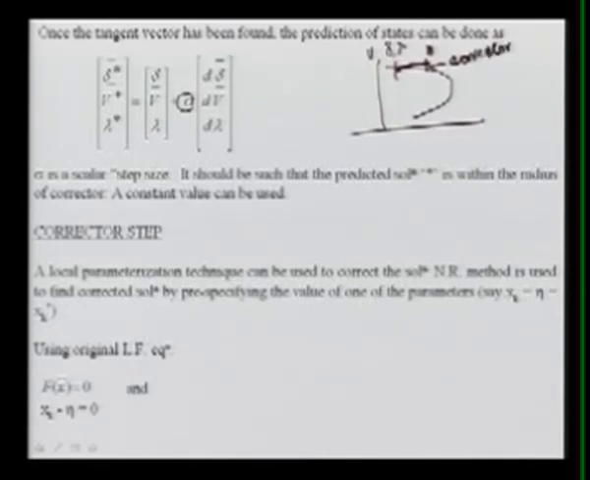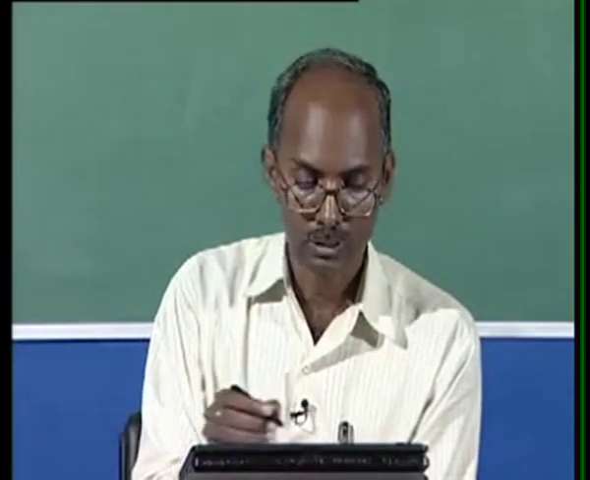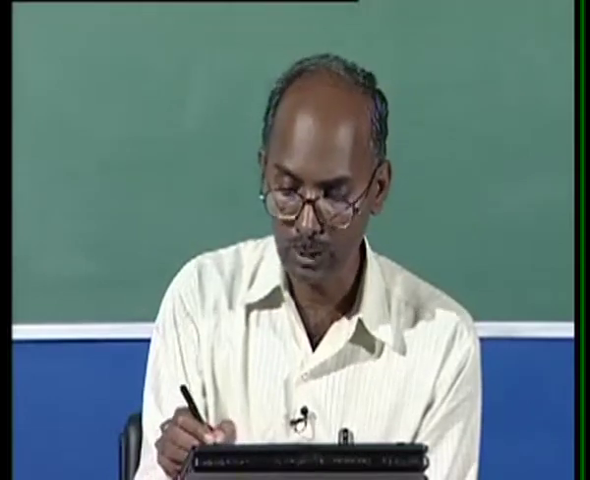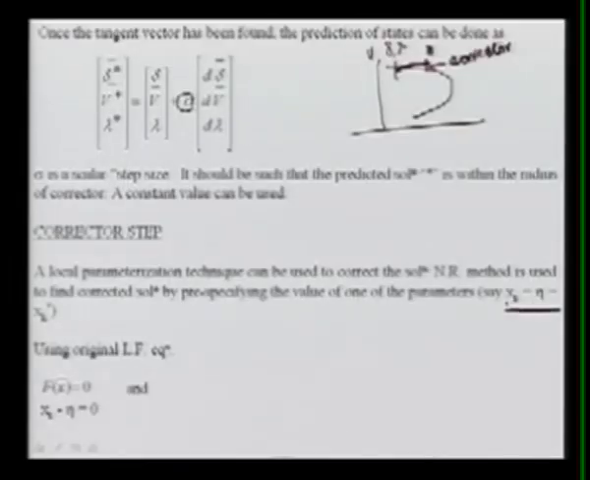This is a correction. In this corrector step, a local parameterization technique can be used to correct the solution. The Newton-Raphson method is used to find the corrected solution by pre-specifying the value of one of the parameters. It means one parameter we have to fix and then calculate the remaining ones, and the value which we are fixing here is xk.